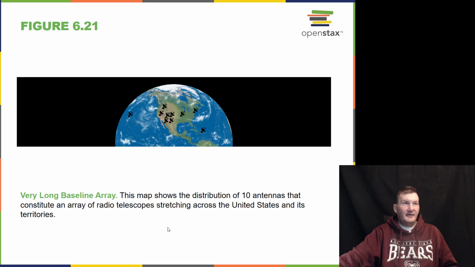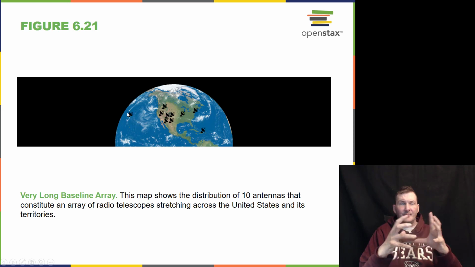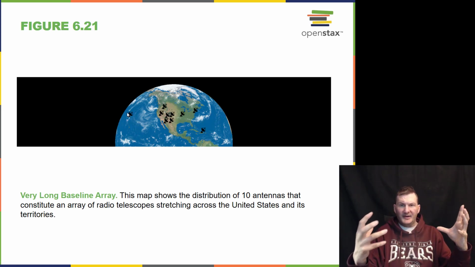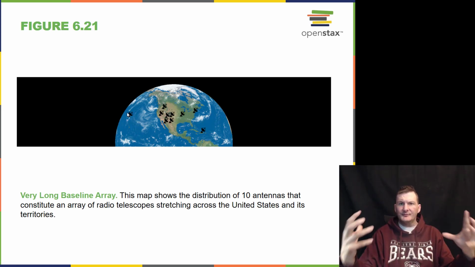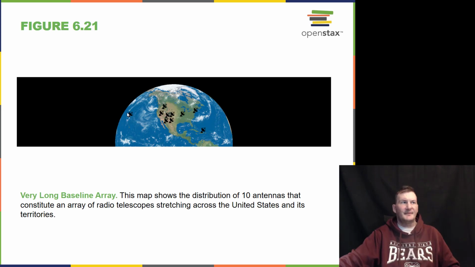Now we can even make radio telescopes bigger than that by combining radio telescopes from around the world, electronically combining them, making the Earth like one great big humongous radio observatory, and we have that with the Very Long Baseline Array.